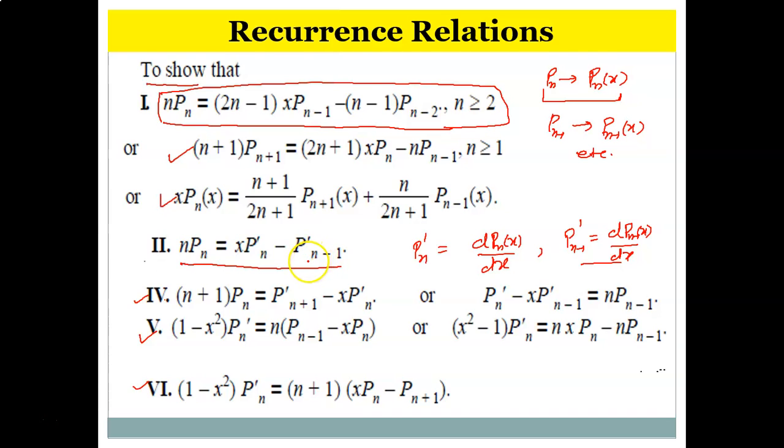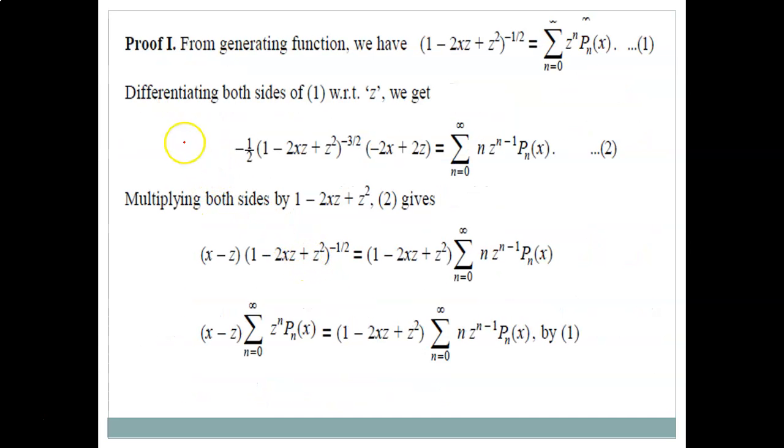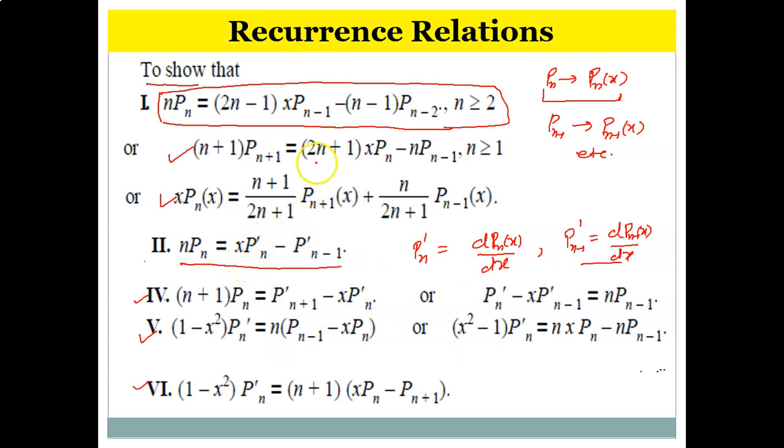Fine. So the proof of the first relation. What was there in the first relation? We wanted to obtain the relation in this way, that Pn is connected with Pn minus 1 and Pn minus 2, and n is greater than or equal to 2. And of course, there is the variable term x multiplied with this Pn minus 1. So how can we obtain this?